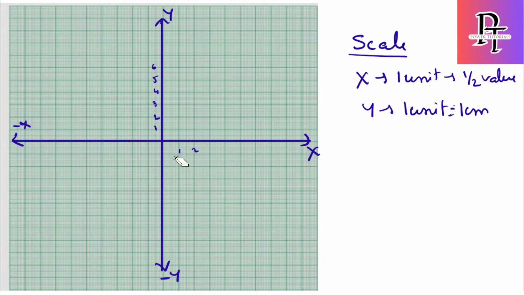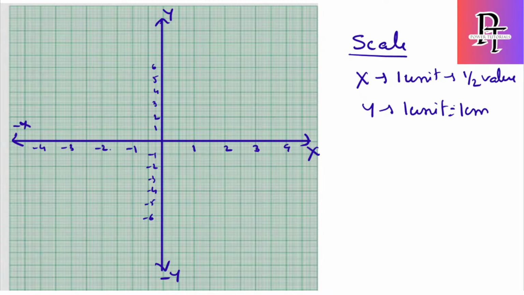Just a minute. If I write 1, this is 1, this is 2, this is 3, and this is 4. Same as the left side, I will get this is minus 1, this is minus 2, this is minus 3, this is minus 4. For y I am taking 1, so we'll get minus 1, minus 2, minus 3, minus 4, minus 5, and minus 6.